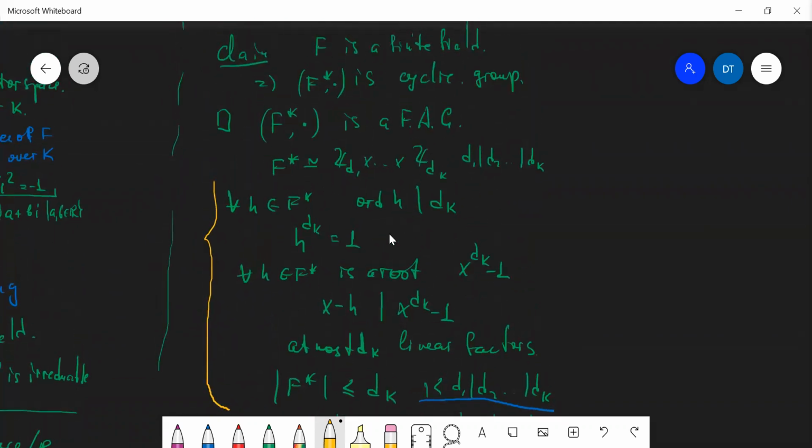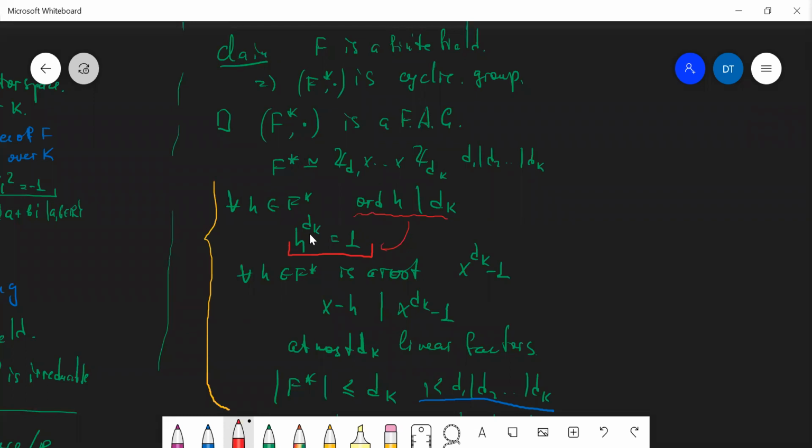And why does the order of h divide dk? Oh, well, this part is important. This one was just an attempt to explain the later one, but it's more important to explain this one because I use this. So why? Well, you see, what does it mean that you raise an element to the power of d here? Well, here the operation is multiplication, and here the operation is addition. So raising to the power here means multiplying by this power here. Okay.